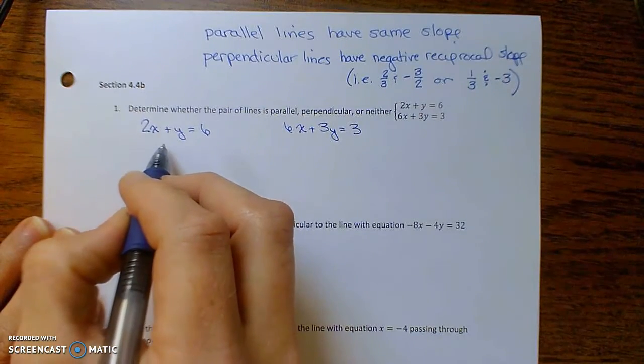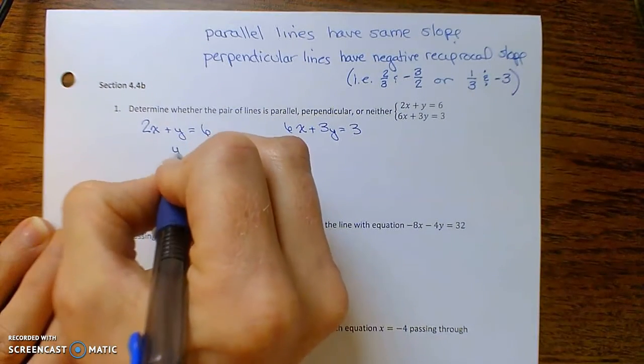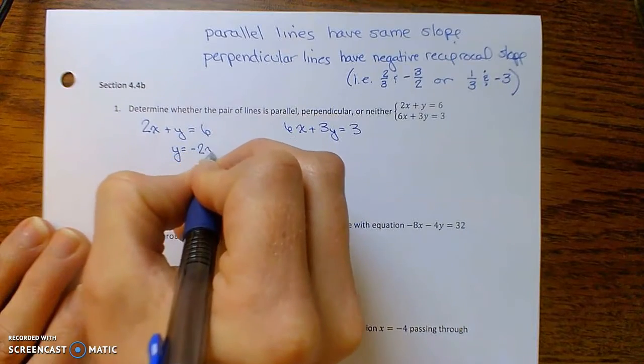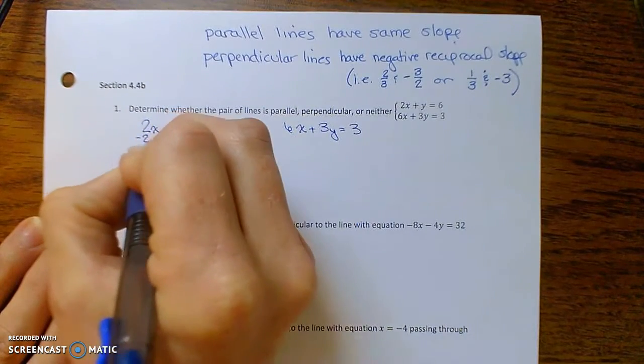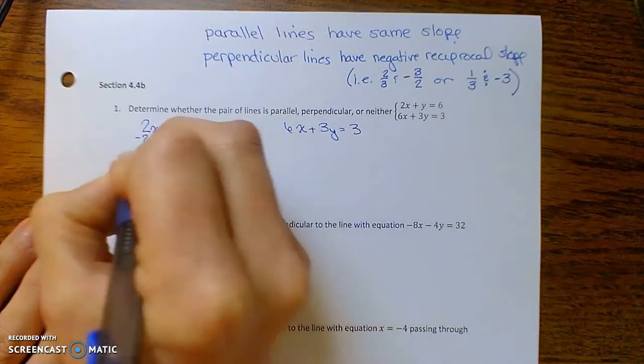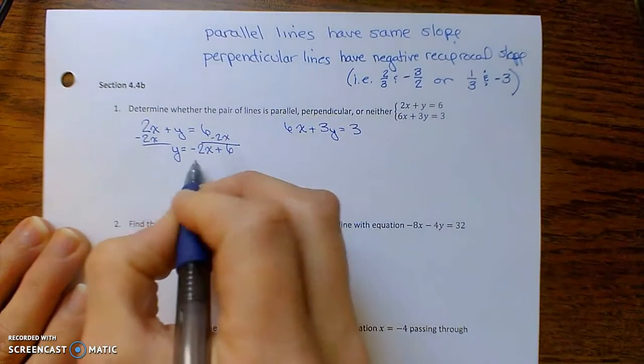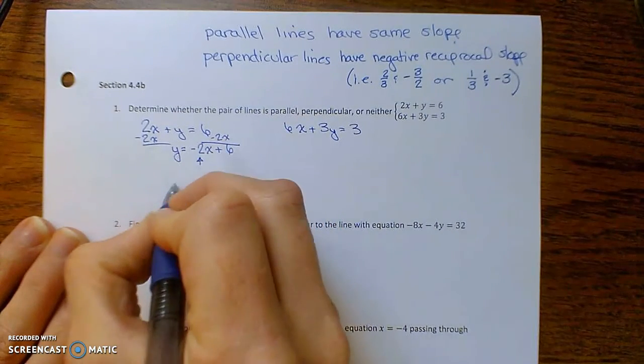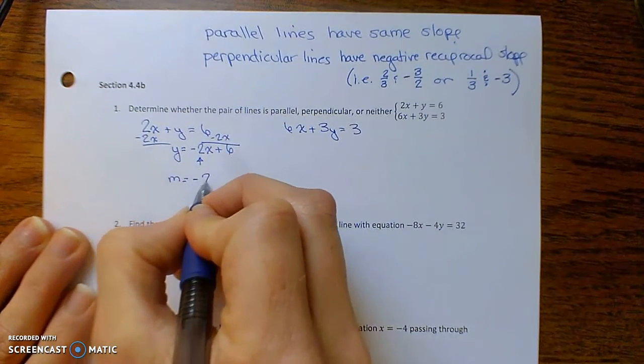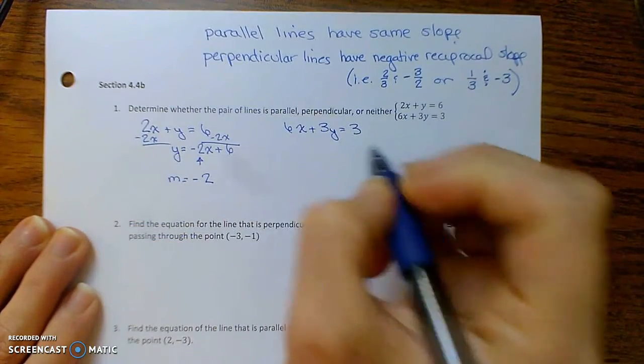Over here, I'll subtract 2x from both sides to get y equals negative 2x plus 6. And this shows us that the slope is negative 2. So I have to find the slope for this line.